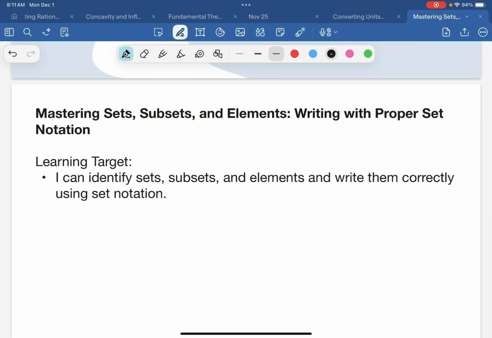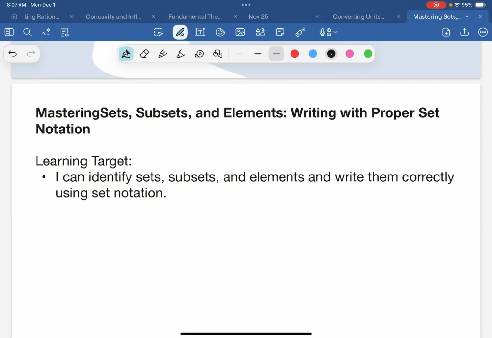Today, we're entering the world of sets, a simple but powerful idea in math. By the end of this lesson, you'll be able to identify sets, subsets, and elements and write them correctly using set notation. Now, let's jump in.